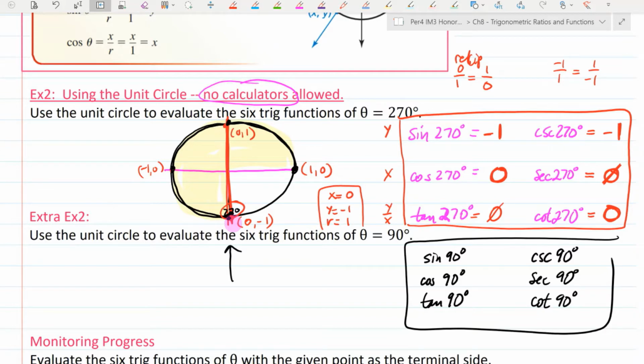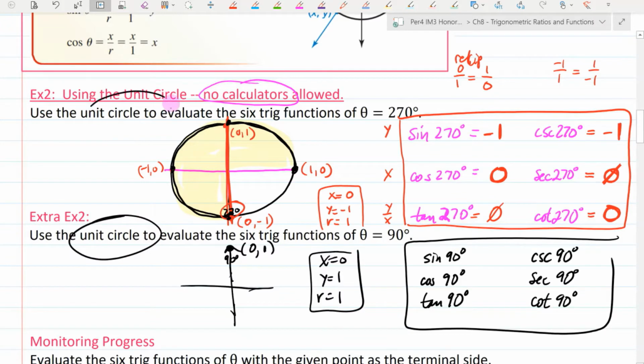All right, so at 90 degrees, we have the point 0, 1. And the radius is always 1 in the unit circle. All right? So sine is y, cosine is x, tangent is the slope on this line. So this is the reciprocal of sine, the reciprocal of 0, and the reciprocal of undefined. And that's it on that one.